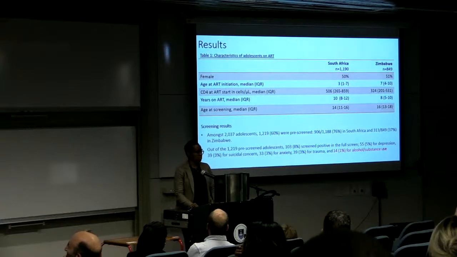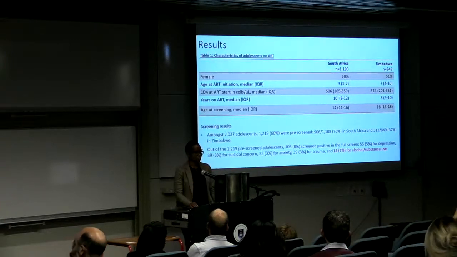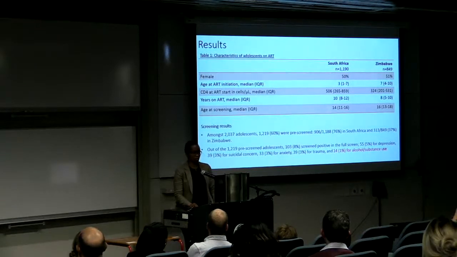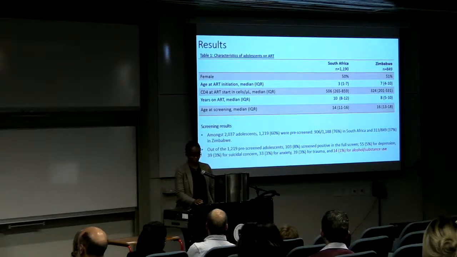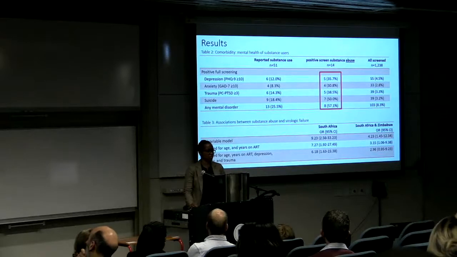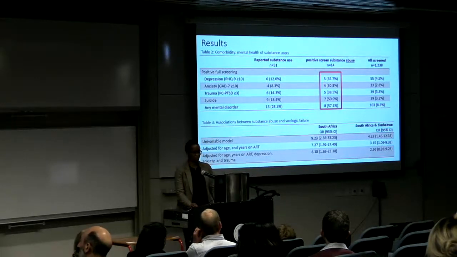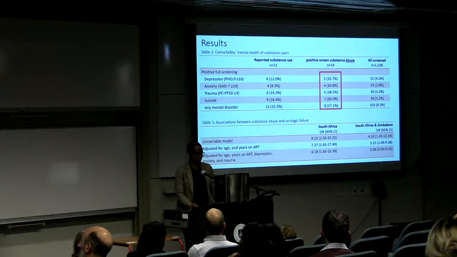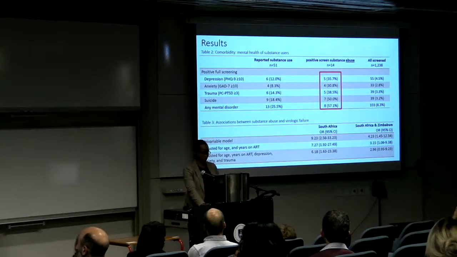And so overall, and this is based on the overall people who pre-screened, 8% screened positive for the full screen. And in red there, we see that only about 1% of them were positive for the alcohol and substance use screening. So if we take that 1%, the 14 participants who were positive for the full screen of substance abuse, we see there's a comorbidity associated with other mental disorders in over half of those participants.